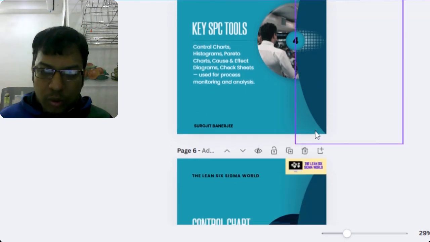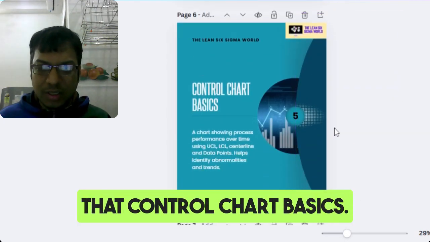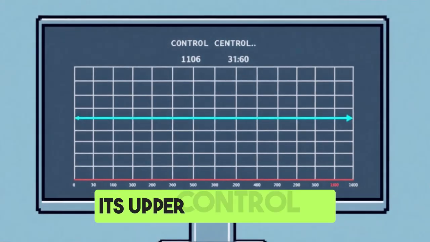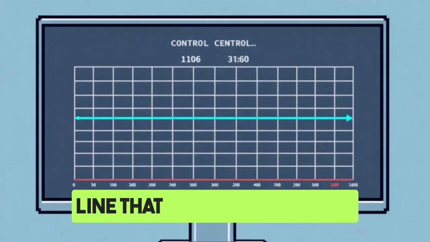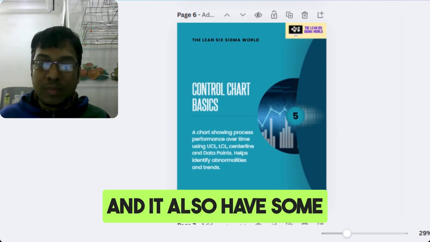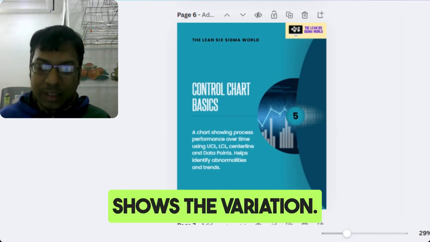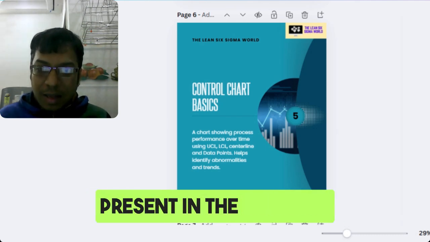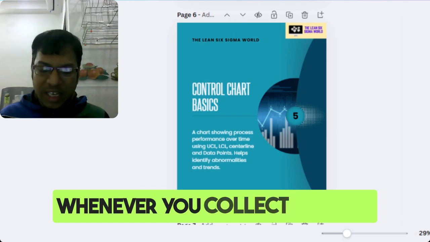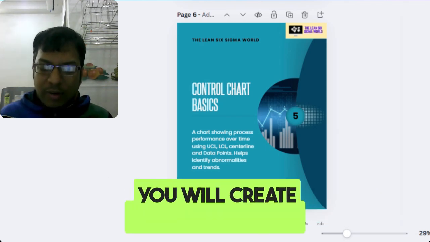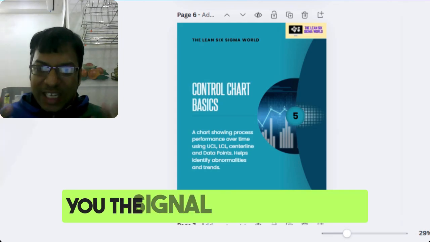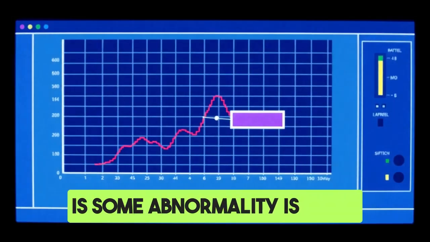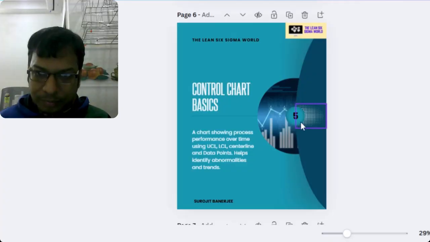Now I'm moving into control chart basics. So a control chart will have its upper control limit, lower control limit, a center line called the mean, and it also has some data points which show the variation. So a control chart helps to identify the abnormalities that are present in the process. Whenever you collect the data, you will create a control chart. The control chart will give you the signal whether there is some abnormality in the process or not.